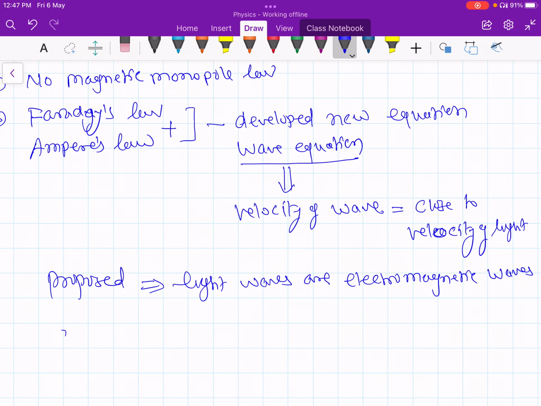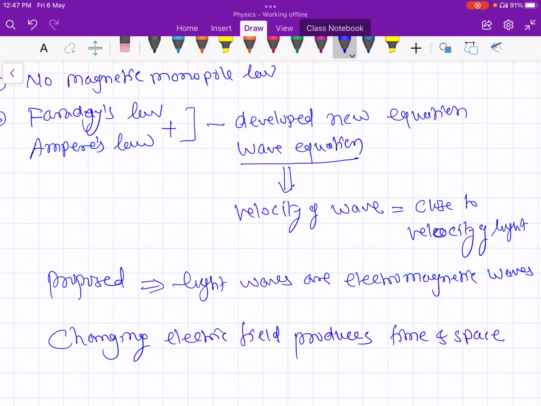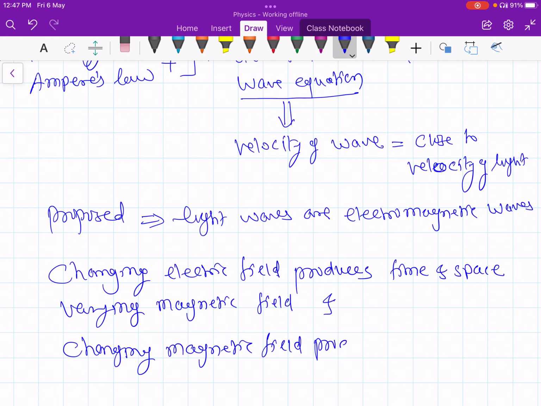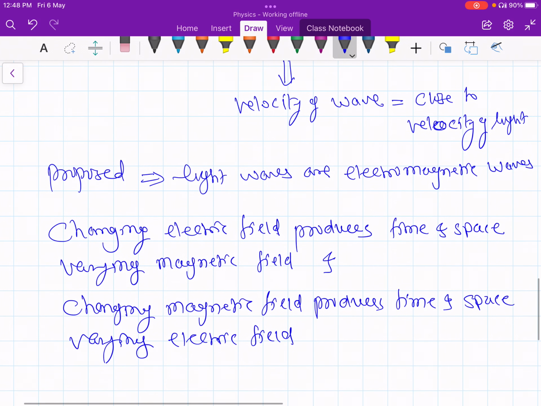What happens there? Changing electric field produces time and space varying magnetic field. And changing magnetic field produces time and space varying electric field. So changing electric and magnetic fields result in propagation of these electromagnetic waves.